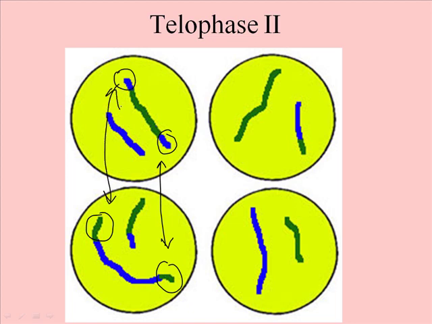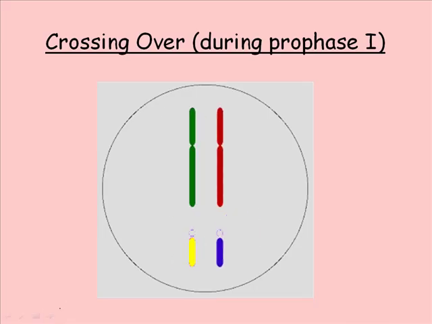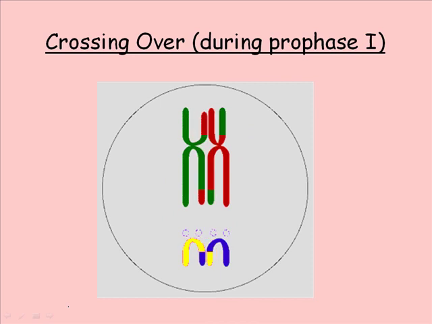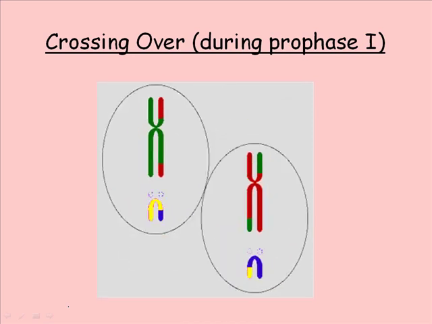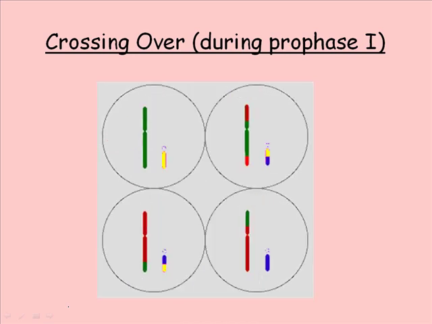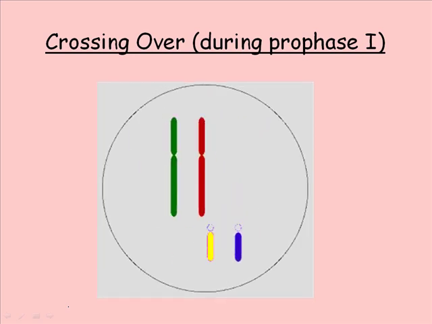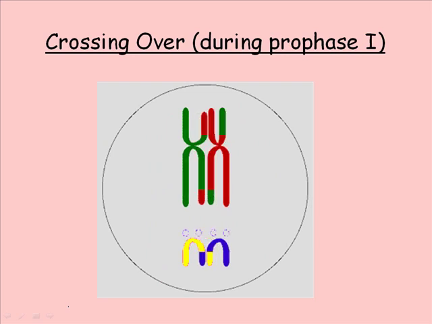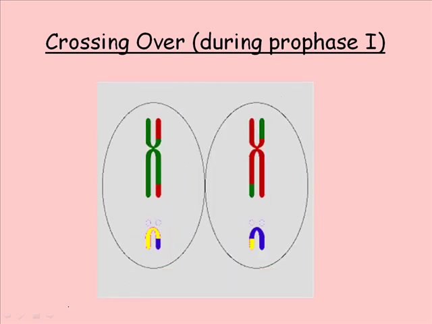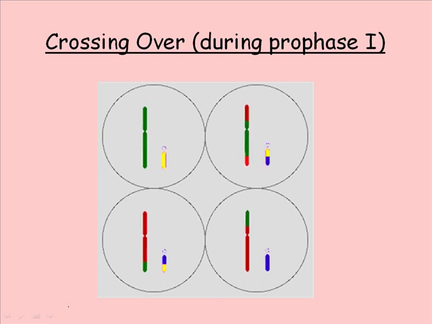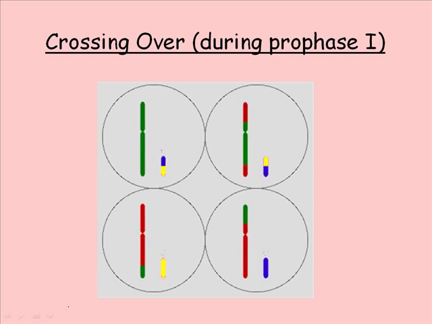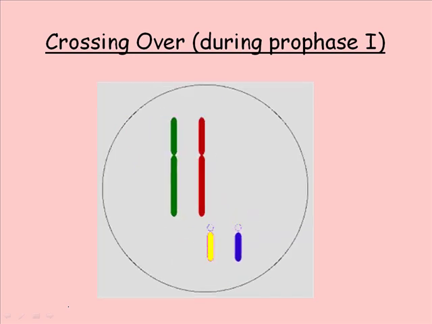So in the next steps, we're going to start looking more closely at prophase one, and this crossing over event. Here's an animation. You can watch it over and over again if you wish. But we're going to focus on that one moment where they cross over. It starts here. Crossing over. That occurred during prophase one. Let's do it one more time.